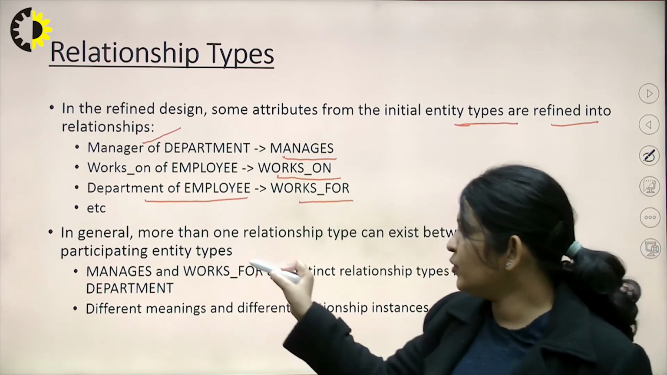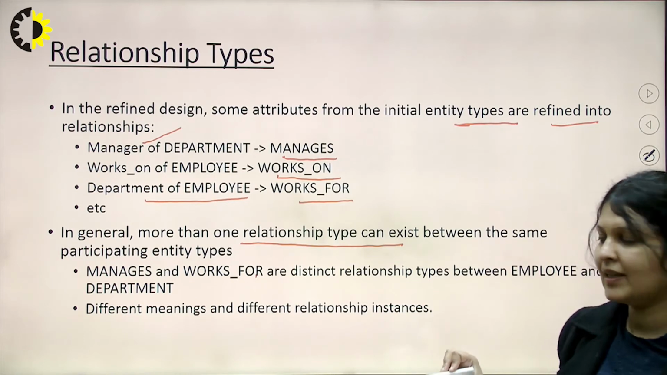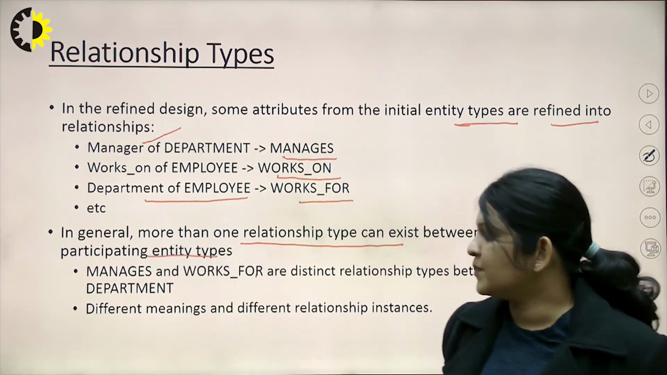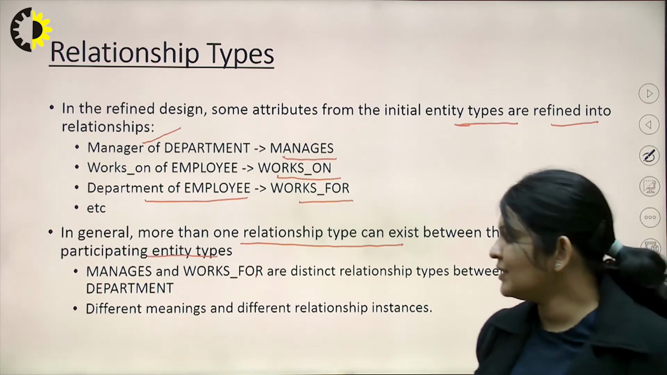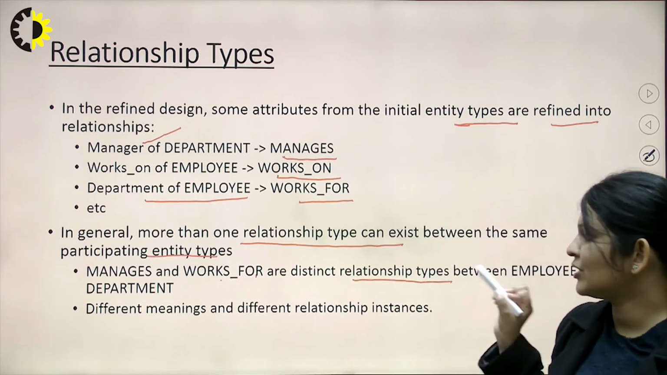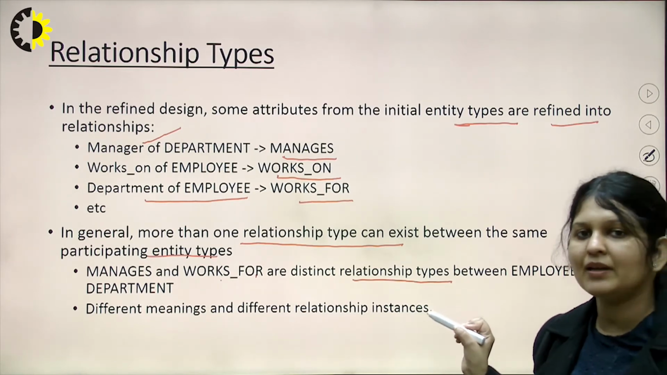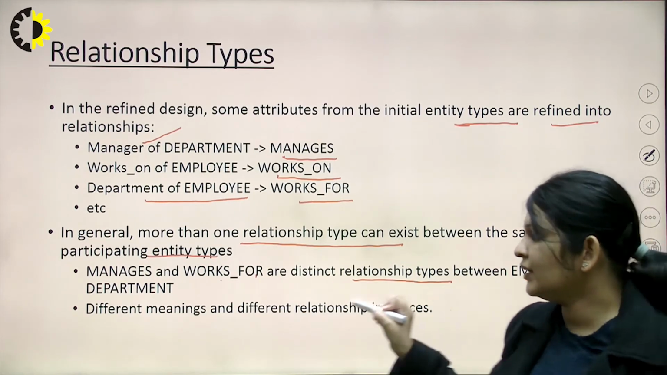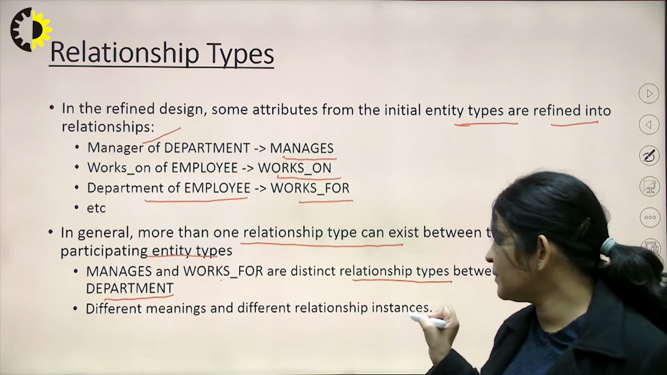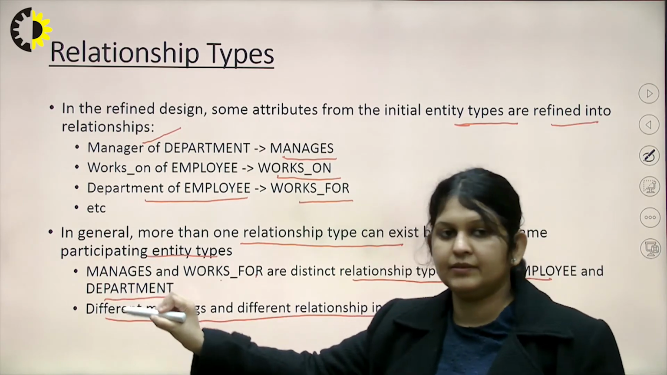So in general, more than one relationship type can exist between the same participating entity types. Here manages and works_for are two distinct relationship types, but they are between the same entities, that is employee and department. Different meanings and different relationship instances can be there.